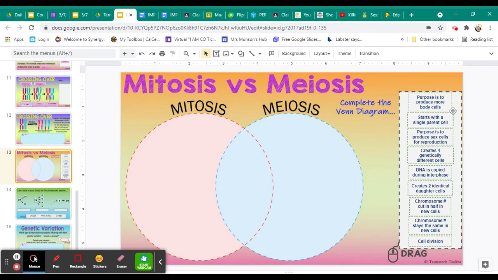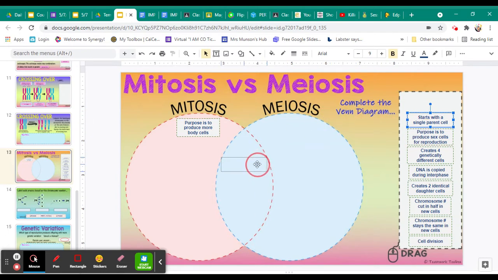So here, the purpose is to produce more body cells. That is a property of mitosis, right? Meiosis, its job is to make sex cells, sperm and egg cells. Mitosis, its job is to replace body cells when they need to be replaced or for growing. Starts with a single parent cell. That's true for both mitosis and meiosis, right? So we're going to stick that in this overlappy part where it has both of them.